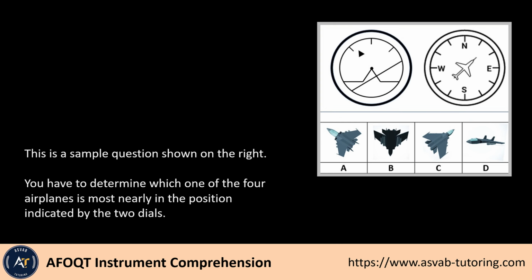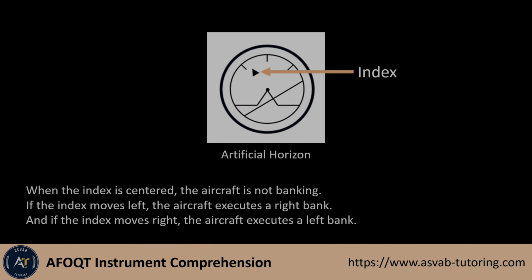This is a sample question shown on the right. You have to determine which one of the four airplanes is most nearly in the position indicated by the two dials. This is a sketch of artificial horizon.